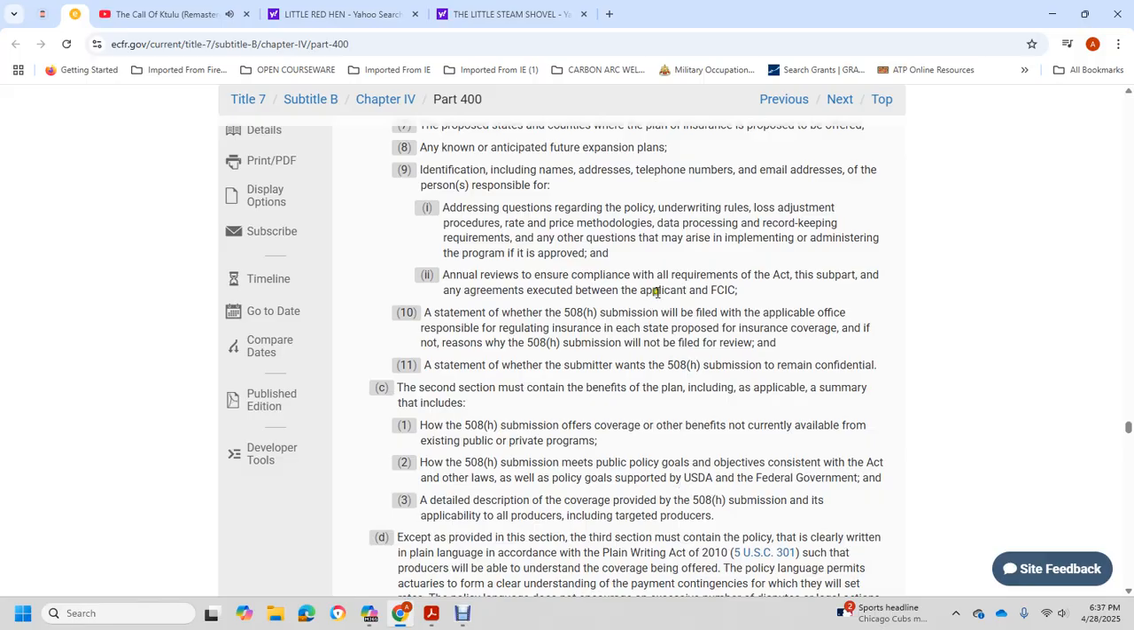A statement of whether the 508(h) submission may be filed with the applicable official, with the reasoning, regarding the insurance, the proposed insurance, and the coverage, and the reason the 508 submission should not be filed for review.